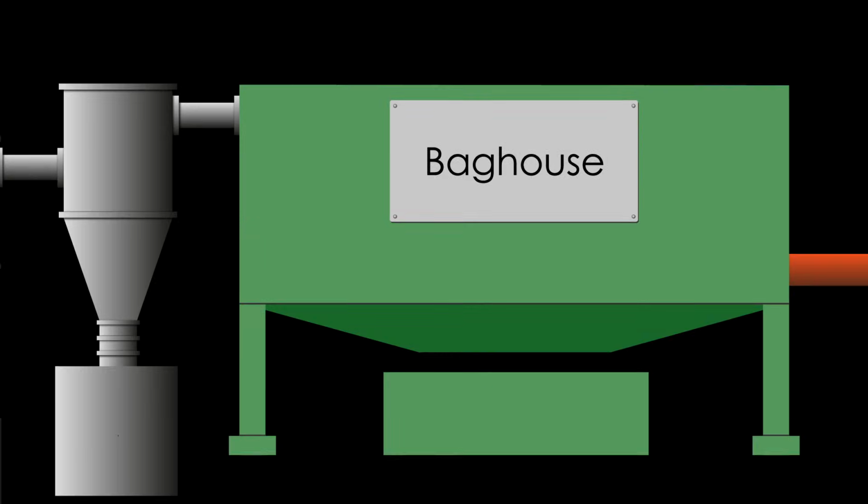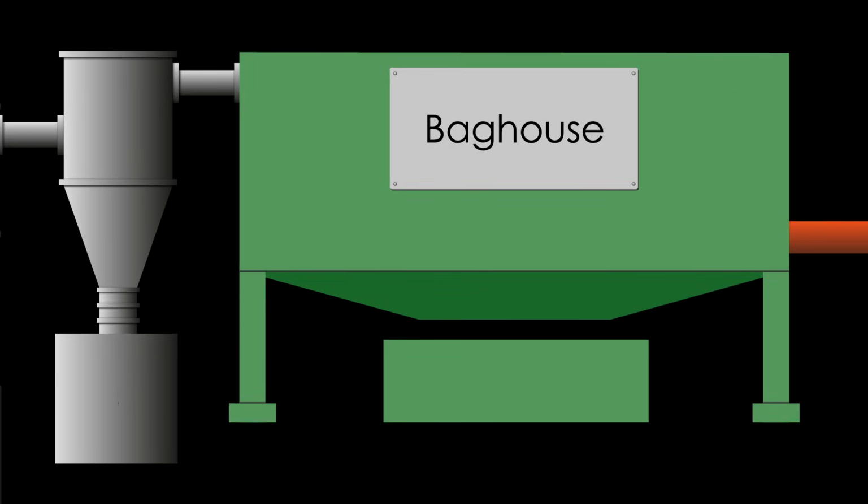A cyclone is most commonly used as a pre-separator to remove large particles before another dust abatement installation, such as a scrubber or baghouse filter, is implemented.